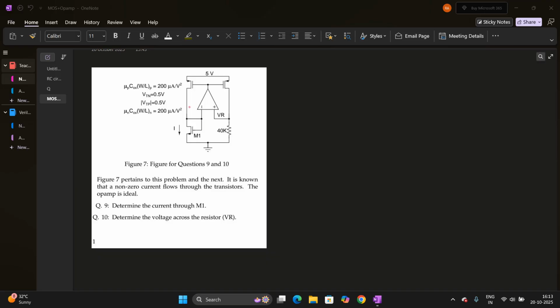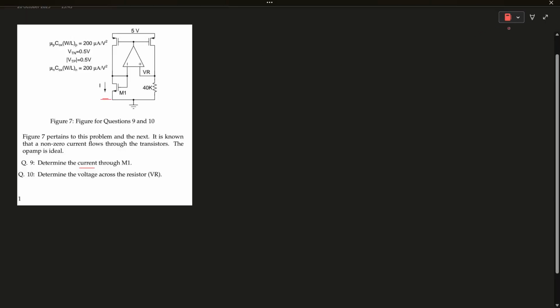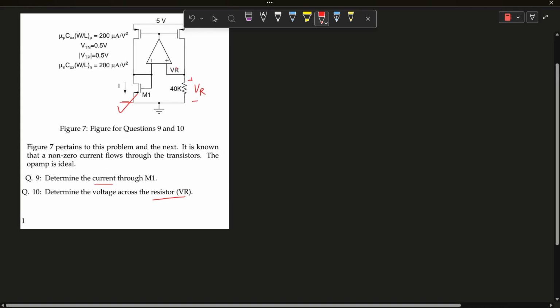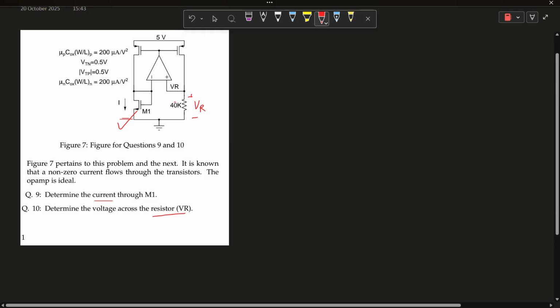Okay, so it's a question based on op-amp and MOSFET in which we have to find out the current through this M1 MOSFET and determine the voltage across the resistor. So we have to determine the voltage across this resistor. First, it's a pretty easy question.